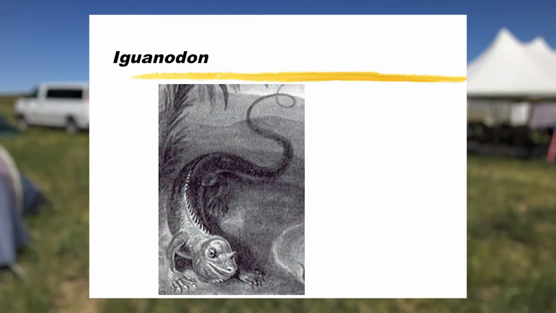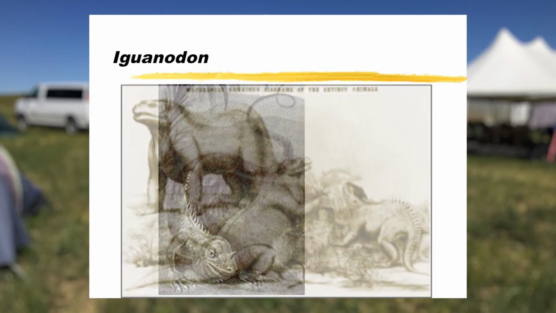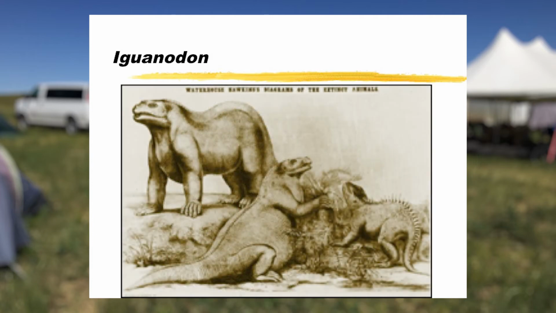Here's the iguanodon as it's depicted. Notice this is an early picture because it still has the horn on its nose. This is a little later, more refined picture. Notice it has 5 fingers, and one of those is that big claw.